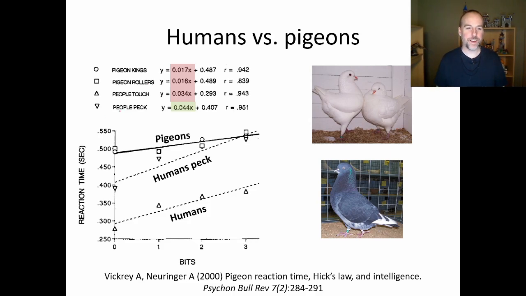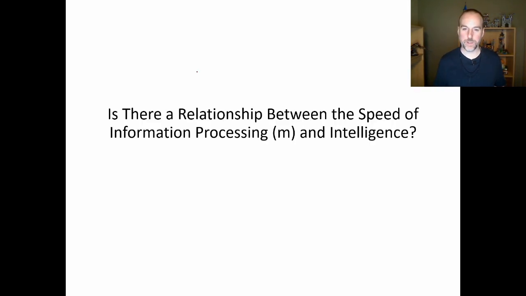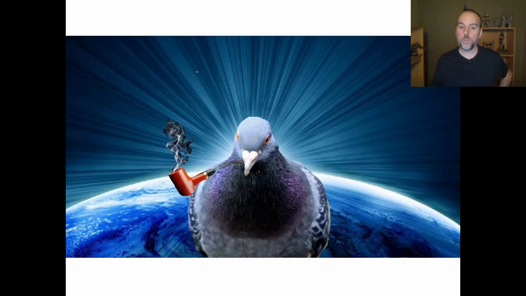So they retested people pecking, looked at the slope value, and found it was actually even higher. So this contradicts the hypothesis and suggests that there's no relationship between the slope of your Hick-Hyman equation and intelligence. Alternatively, it could be that pigeons are just waiting to take over the world. So watch out for pigeons.